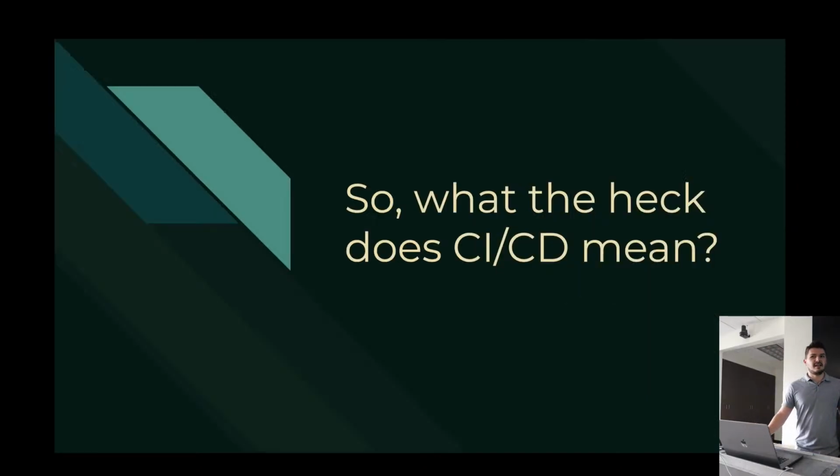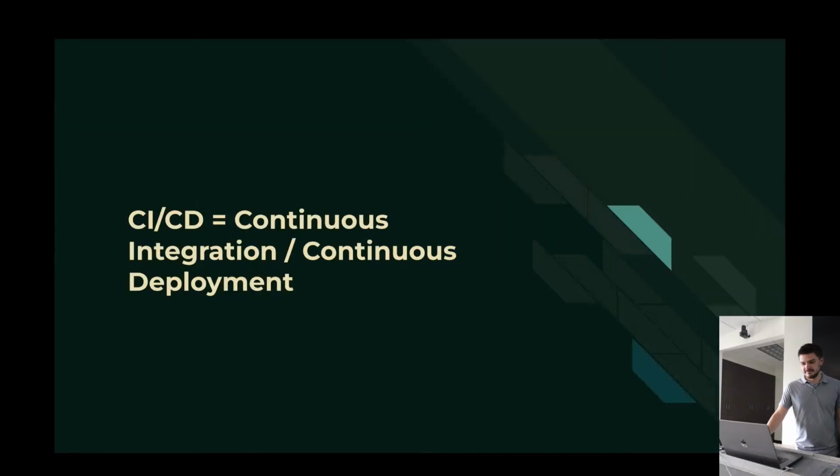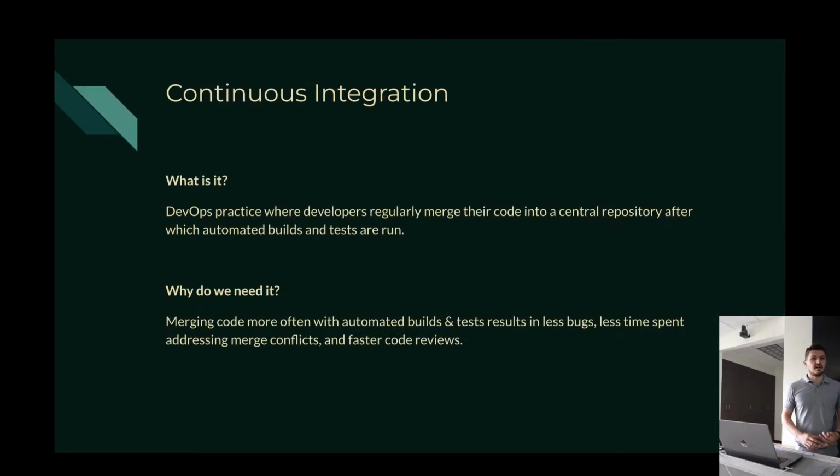So, what the heck does CI/CD actually mean? CI/CD stands for Continuous Integration and Continuous Deployment. So first off, what is continuous integration? It's a DevOps practice where developers regularly merge their code into some sort of central repository, and then after that, automated builds and tests are run.